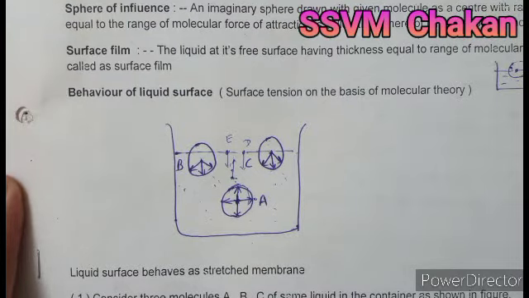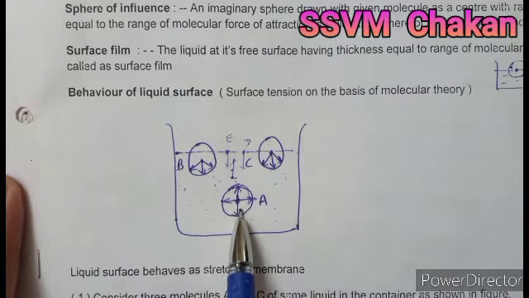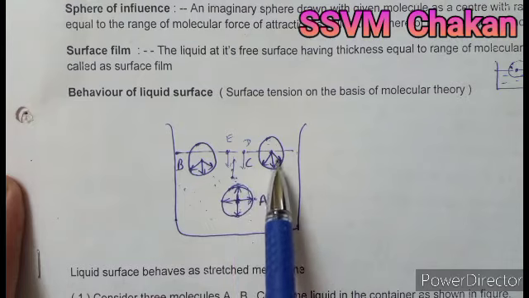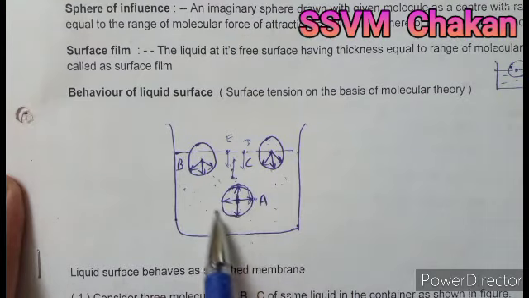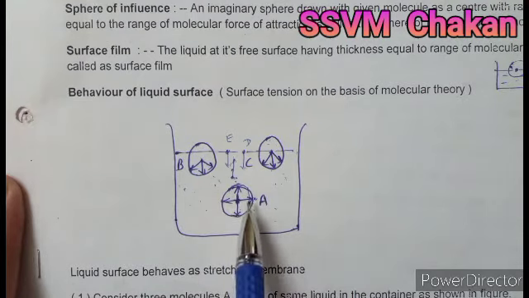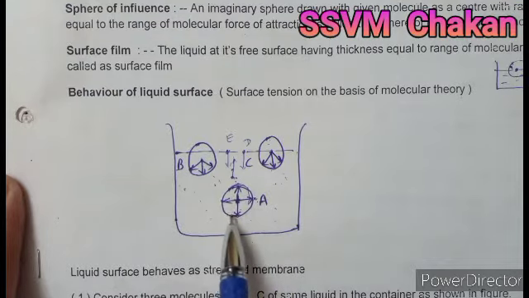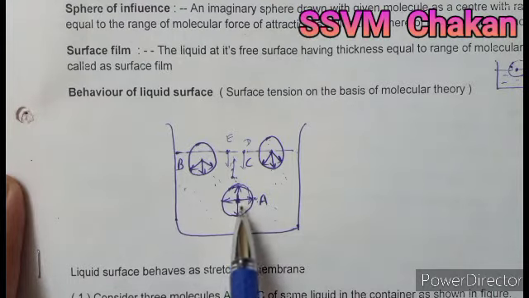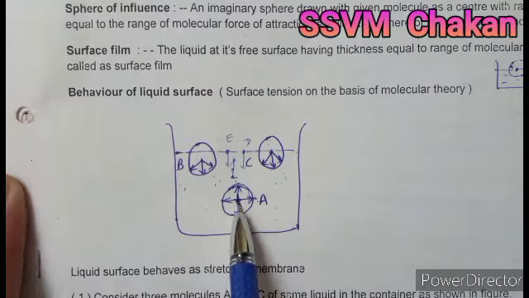In the previous lecture, we have seen the behavior of a liquid surface. We have considered three different molecules: molecule A, molecule B and molecule C. Molecule A is completely inside the liquid. It is attracted by the other liquid molecules around it. So all other molecules apply a cohesive force on molecule A, and because of that the net force acting on molecule A is 0.